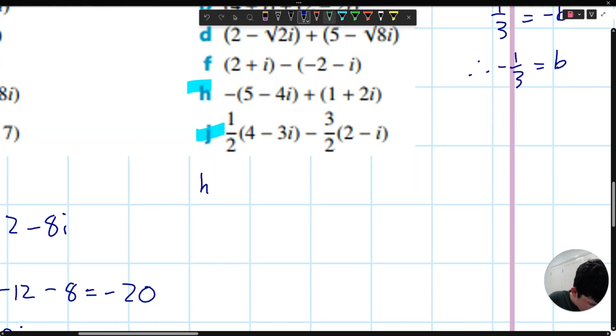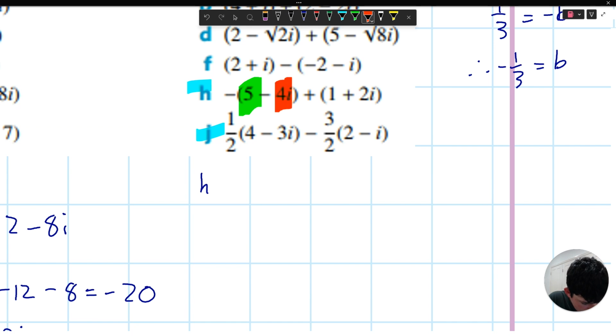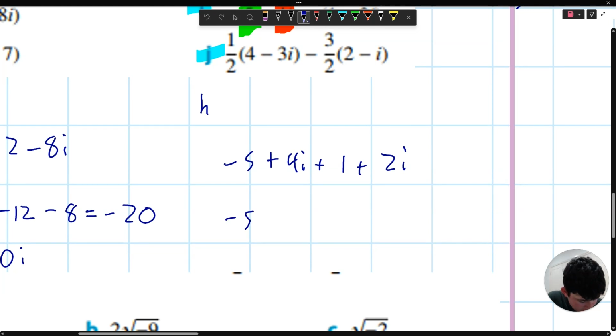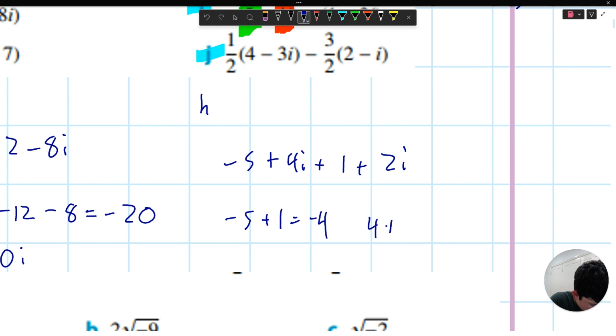If we do h, we have the same problem, real and imaginary components. So we're going to need to expand the brackets again. Negative 5 plus 4i plus 1 plus 2i. Negative 5 plus 1 is equal to negative 4. And 4 plus 2 is equal to 6. Therefore, it is equal to negative 4 plus 6i.